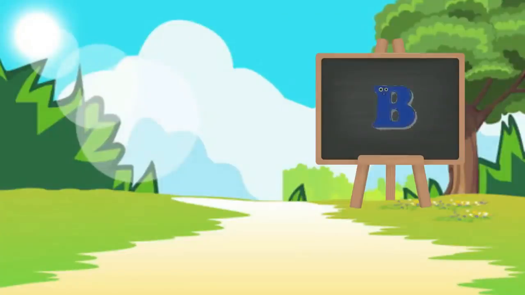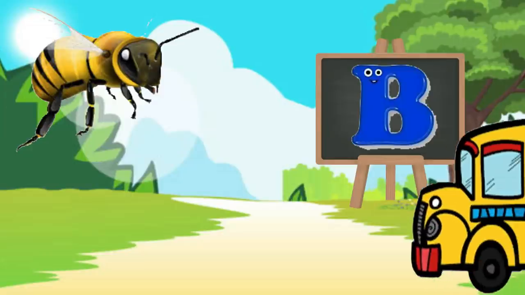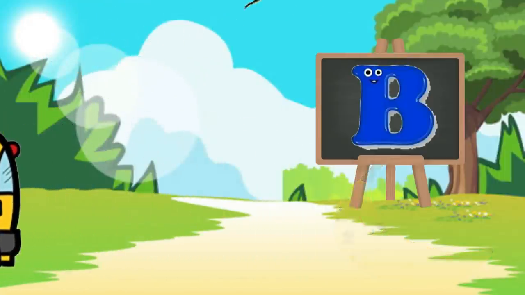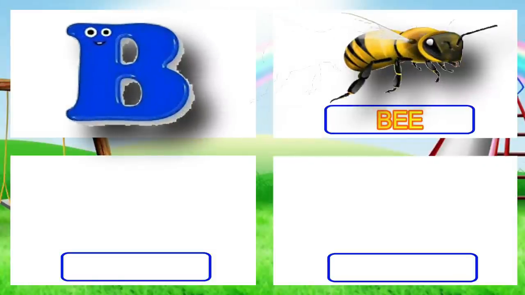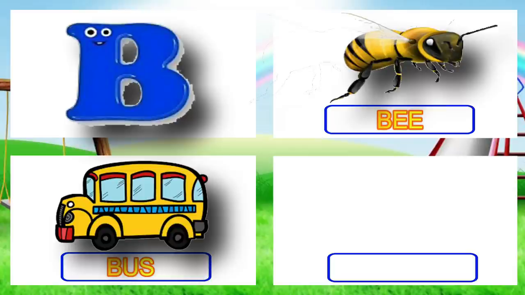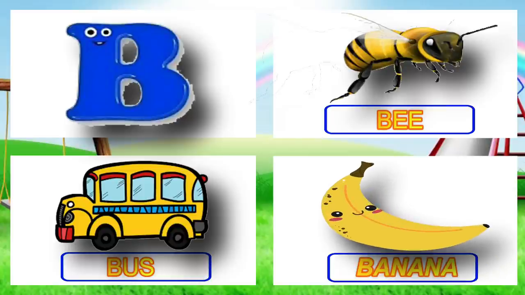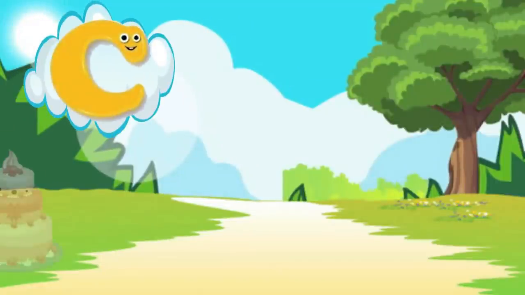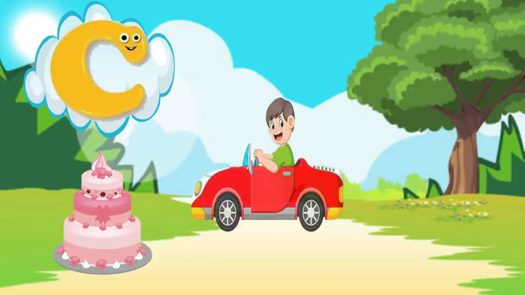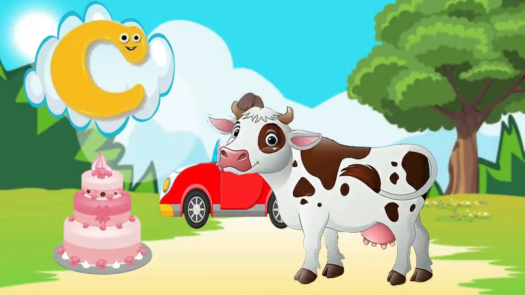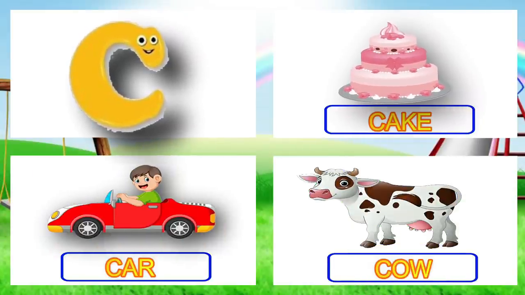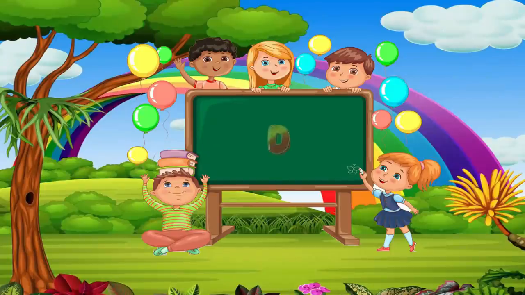B. B for bee. B for bus. B for banana. B for bee. B for banana. C for cake. C for car. C for cup. C for cake. C for car. C for cup.